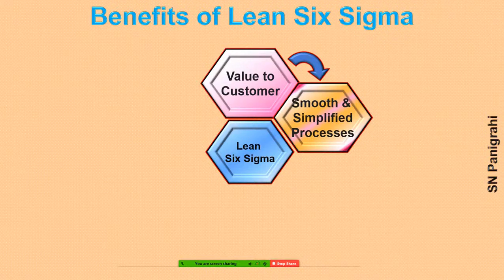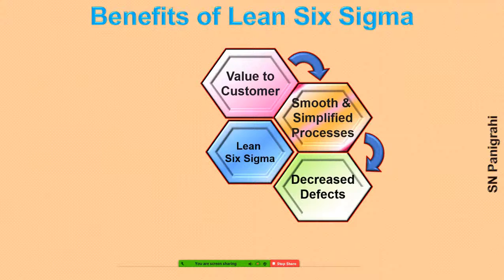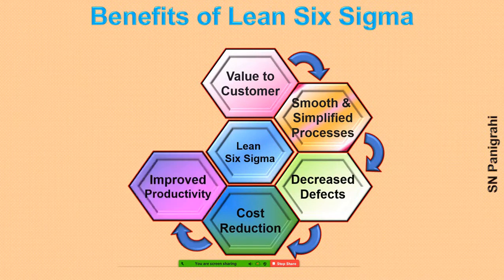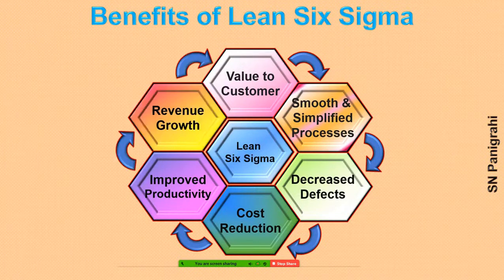Also, Lean Six Sigma enables smoother operations and simplified processes, decreases defects and reduces cost as a result of all these things, and improves productivity, because the waste is being eliminated and value enhanced, so productivity will be increased. As a result of all this, the revenue of the organization also improves drastically.